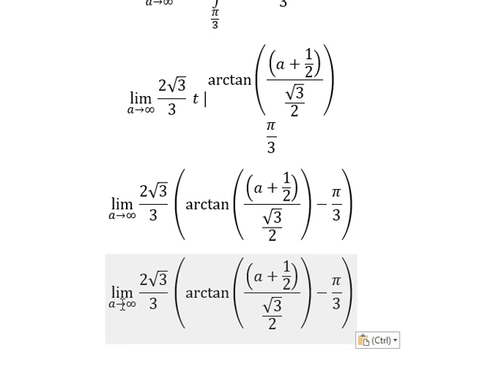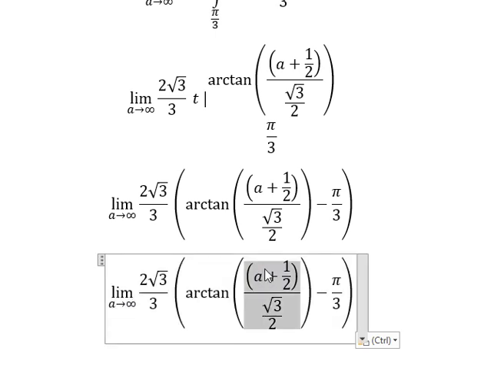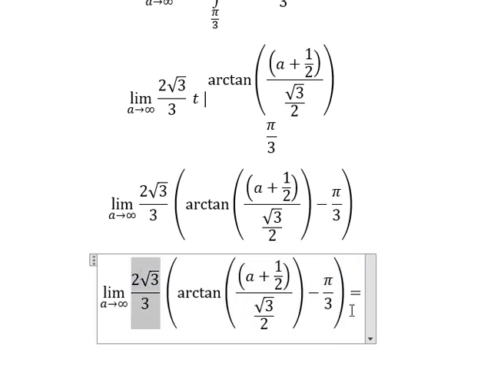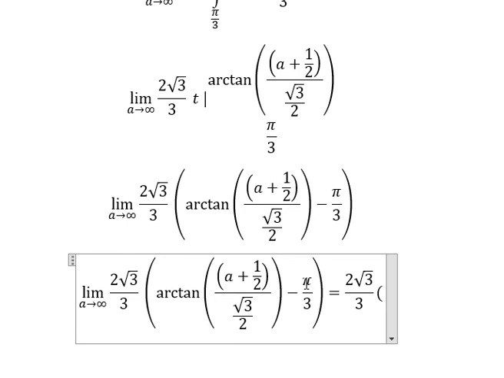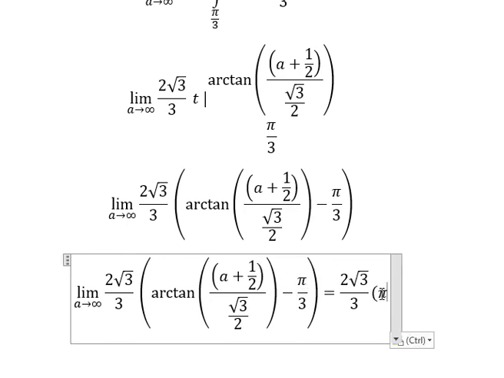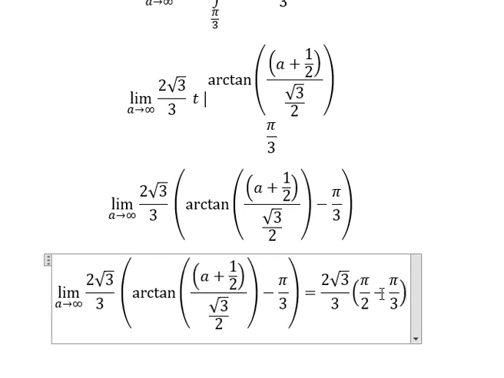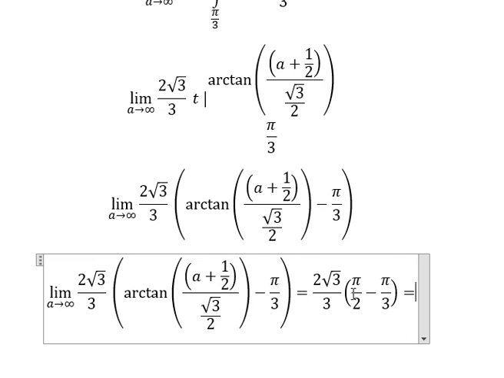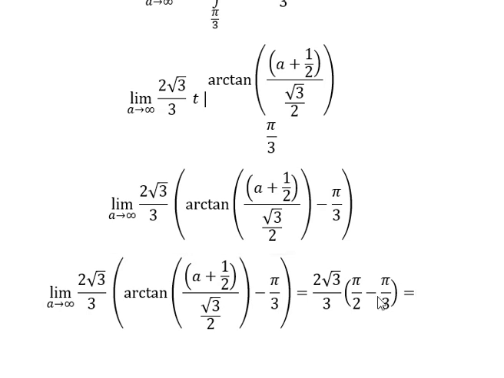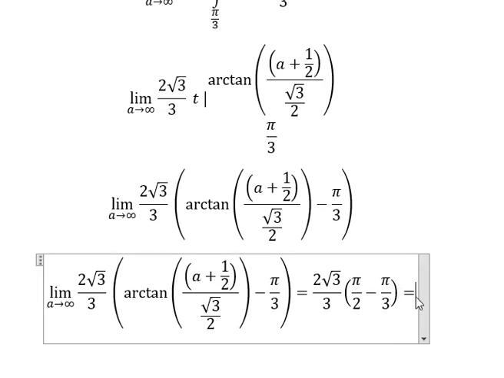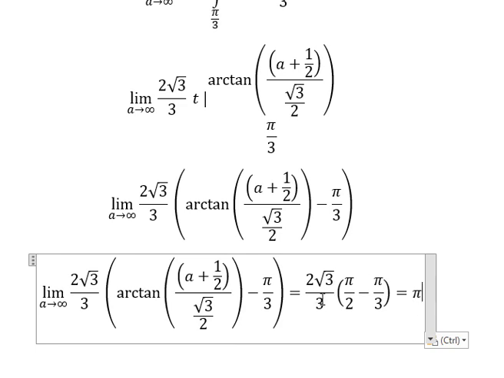Now, when a goes to positive infinity, this one will go to positive infinity. So arctan of positive infinity, we have pi over 2. And now we need to simplify. So we have pi, the square root of 3 over 9.